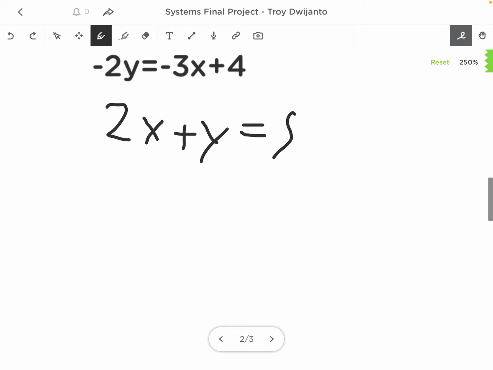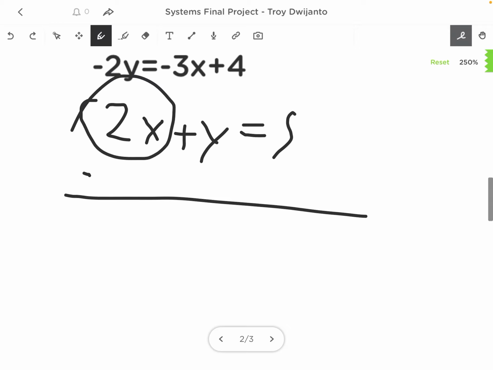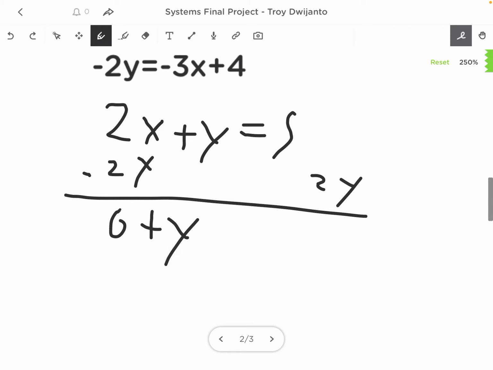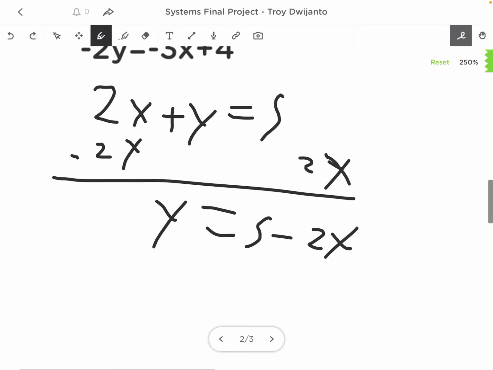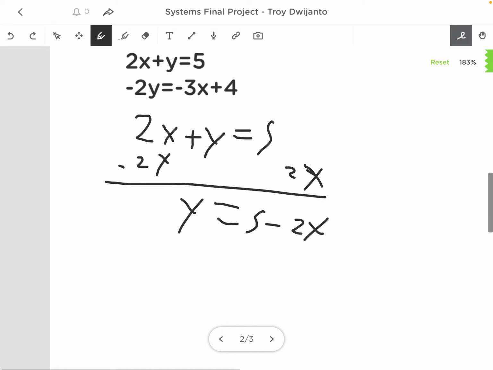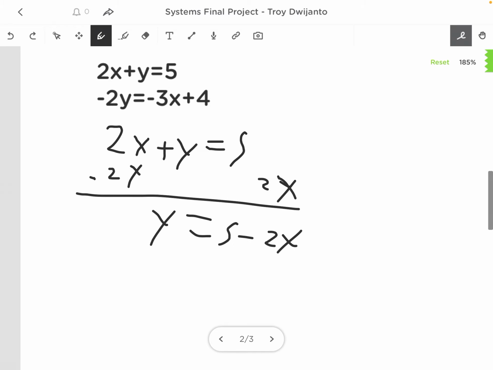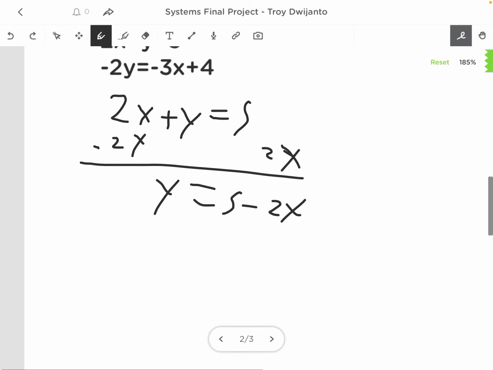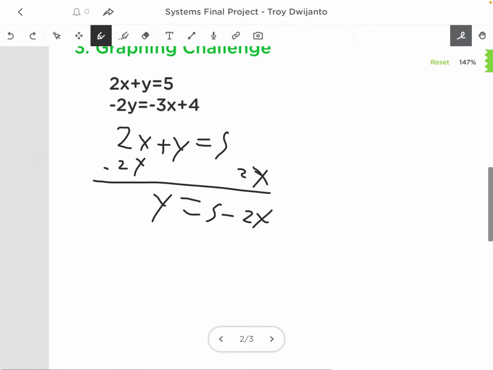So 2x plus y equals 5. The easier way to do it is just move 2x to the other side. To move it, we need to turn the 2x into 0, so we subtract both sides by 2x. That leaves y by itself, equal to 5 minus 2x. Simple as that. That wasn't too hard. So that's the first equation.